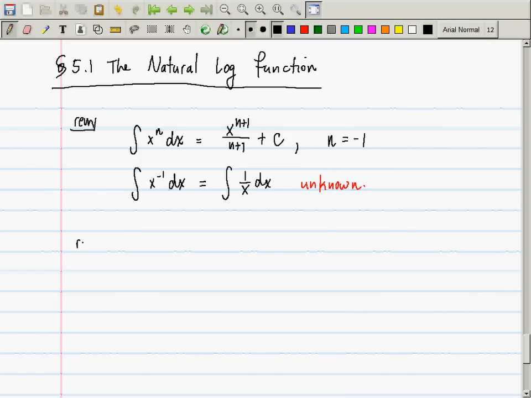So this is the definition of the log. Log of x. I will make attempts to pronounce this as natural log. So this is two letters, L and then N, LN. So the natural log of x is defined as follows. It is the integral from 1 to x of the expression 1 over t dt.